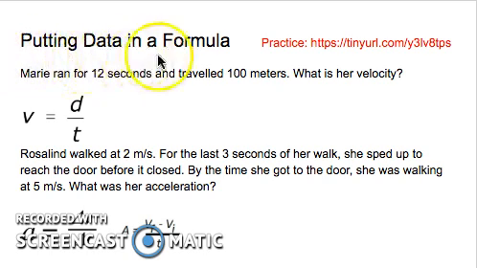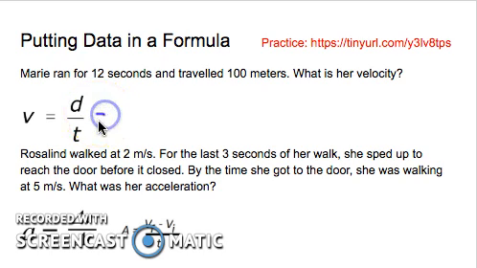We're putting data in a formula. So we've got our formulas. Here are two of the formulas we have been working with just in the last slide. And we want to practice putting data in and using the correct units. So here we have the problem. Marie ran for 12 seconds and traveled 100 meters. What is her velocity?